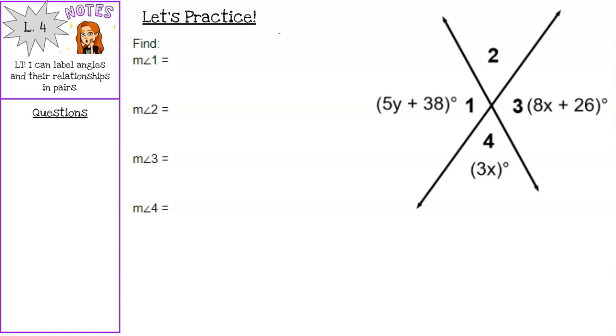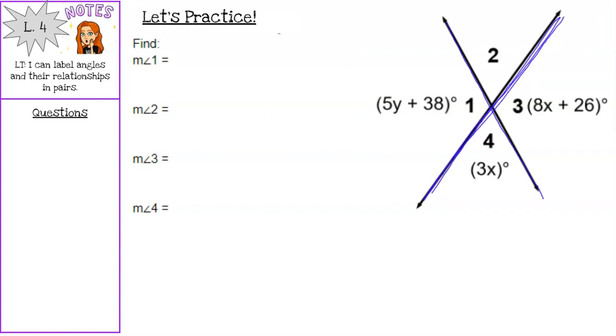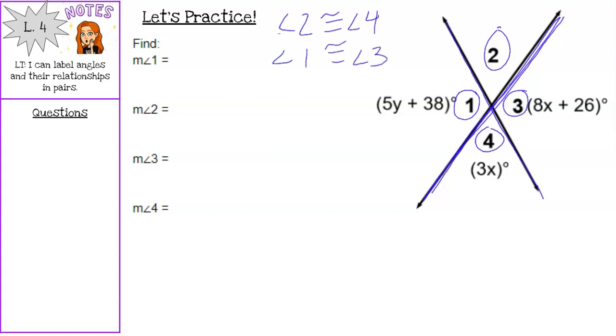So if we look, we can see we have two lines that are intersecting, which means we do have vertical angles, so those opposite pairs. Angle 2 and angle 4 would be a pair of vertical angles, so they would be congruent. And also on the other side, we have angle 1 and angle 3. So those would also be congruent.